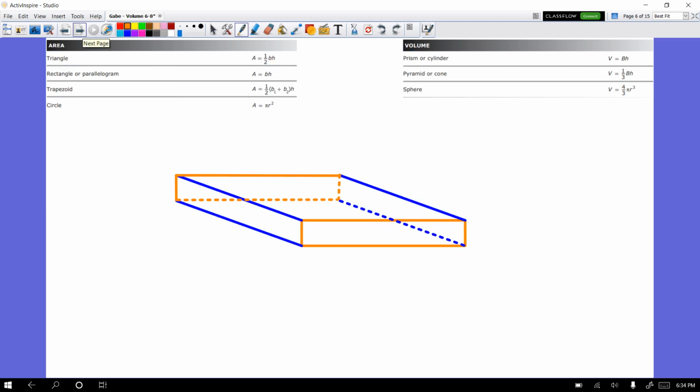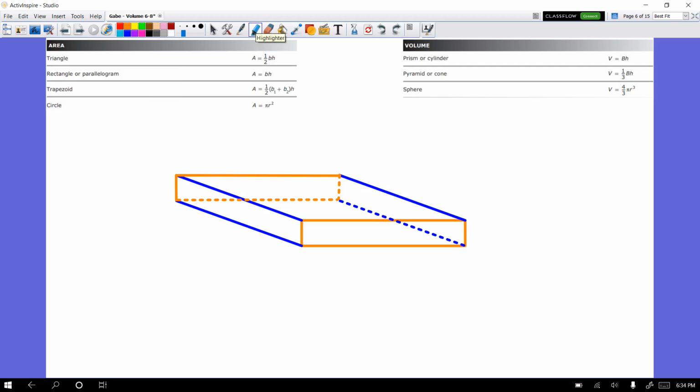Okay, what the heck? It looks like an Amazon box. So the reason I color-coded these is because I want you to be able to choose. The answer is going to be the same regardless of which base you choose. But just know that whichever base you choose, you're looking for the opposite side. That's going to determine your bases and also the distance between them, the height.